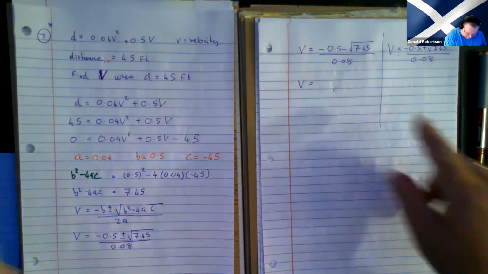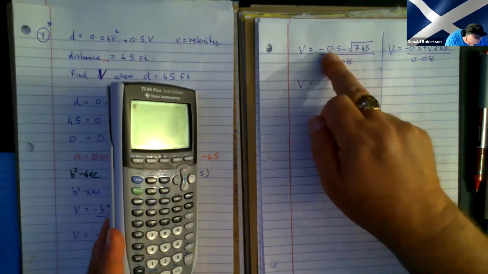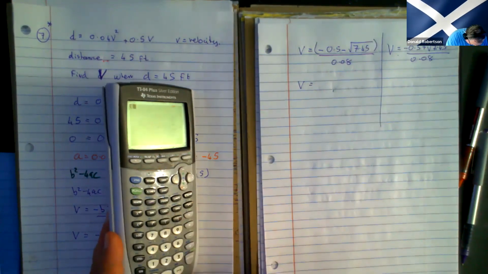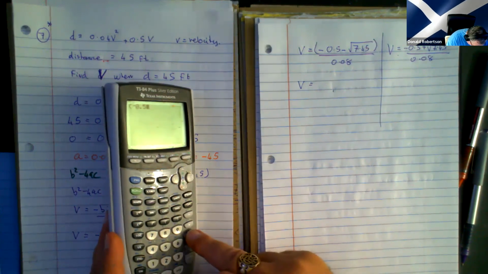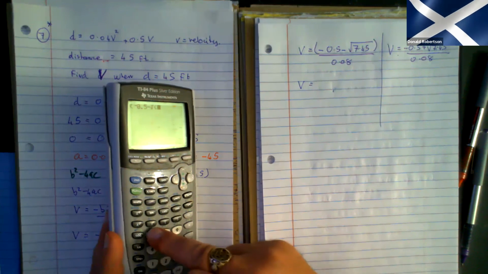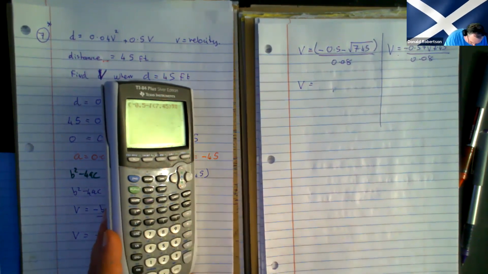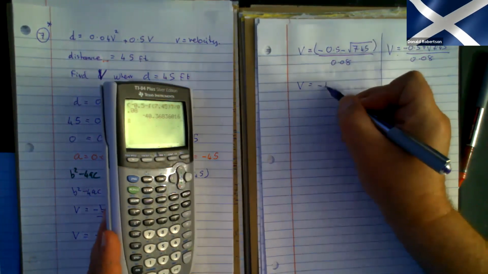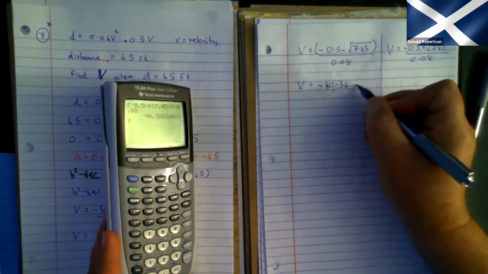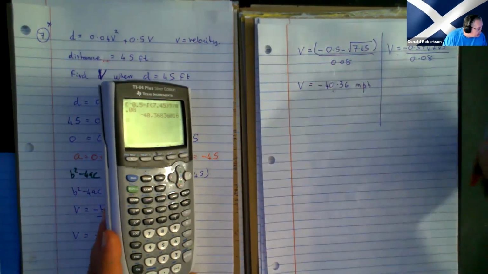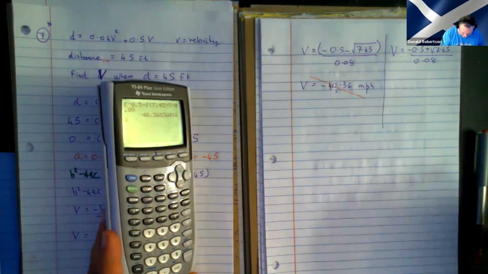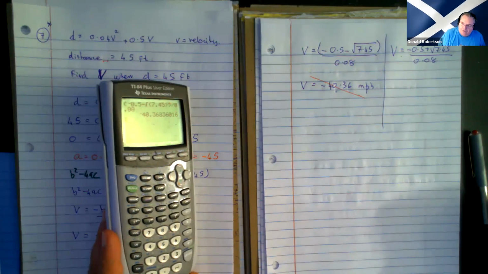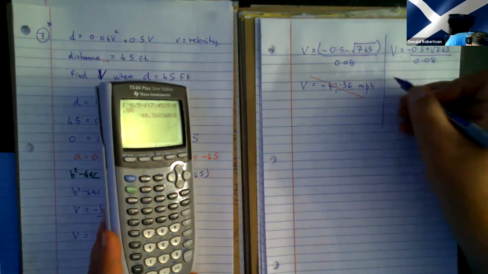Right, let's see what this one is. It's one of those questions where it's a good idea to put a bracket around it, so I shall do that. A bracket, negative 0.5, take away the square root of 7.45, close a few brackets, and then divide by 0.08, and the answer I get is negative 40.36 miles per hour. And I'm immediately going to kill that one, because we're assuming that the car is traveling forward, so velocity must be positive.